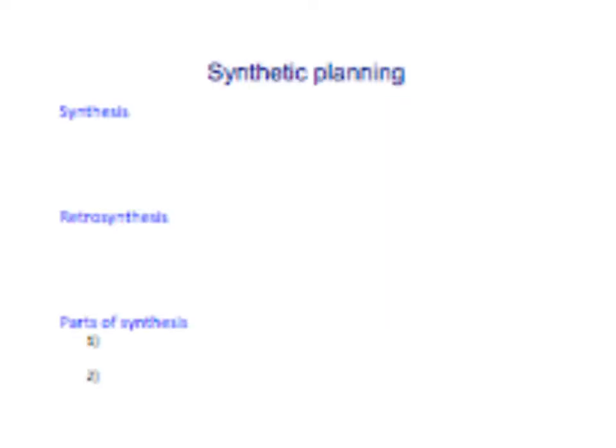Let's first talk a little bit about synthetic planning. There's really two main ways to decipher or to plan syntheses. The first is to think about the synthesis in the forward direction. That would be in the synthetic or in the synthesis direction.